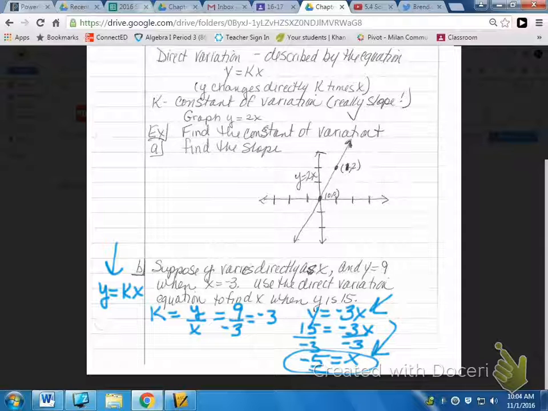x is negative 5. So the constant of variation, we get that from this equation right here, is defined as y over x. So you will have to name constants of variation and slopes from maybe lines graphed, and then also be able to come up with the equation, and then they'll give you a circumstance when y is this or x is this, find the other one. Find the equation first, then plug the value in and find the part that's missing.